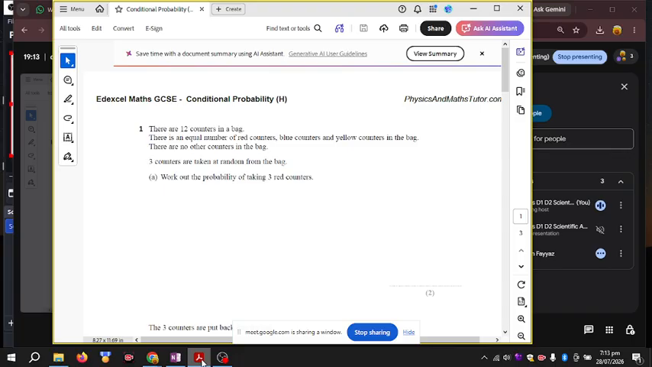So now 3 counters are taken at random from the bag. So work out the probability of taking 3 red counters. So now they're talking about the probability of taking 3 red counters, right? So first, as you can see, when we talk about the probability, basically the probability is desired outcomes divided by total outcomes, right? We can say that the probability is desired outcomes divided by total outcomes.